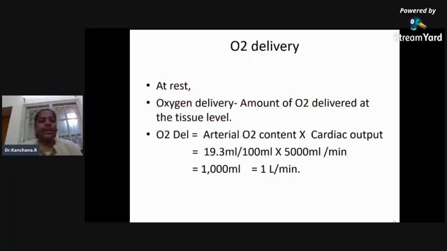Coming to the oxygen delivery, it occurs at rest, and oxygen delivery is the amount of oxygen delivered at the tissue level. Now, oxygen delivery is determined by arterial oxygen content times cardiac output. The normal cardiac output is 5000 ml per minute or 5 liters, and the arterial oxygen content is 19.3 per 100 ml. So, when you calculate, you get 1000 ml or 1 liter per minute.